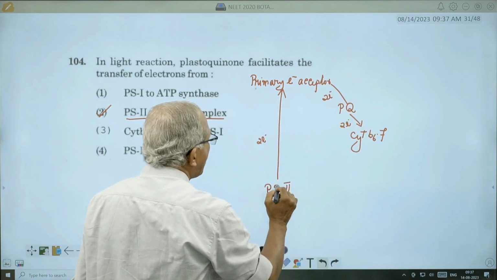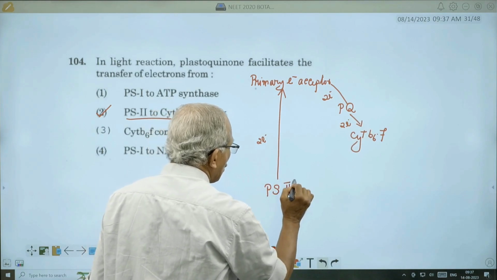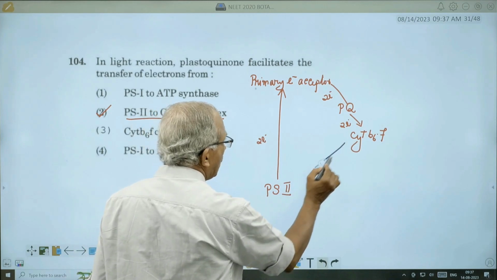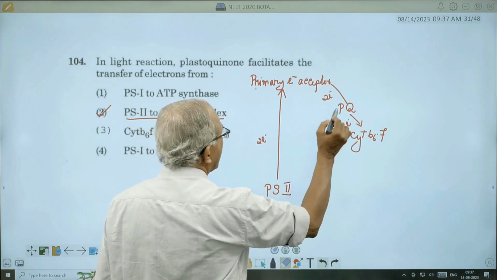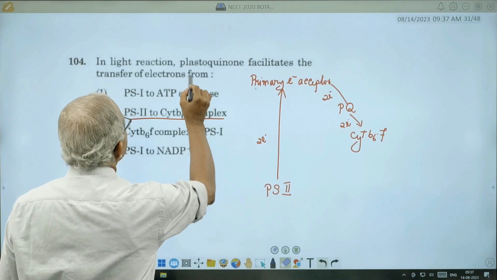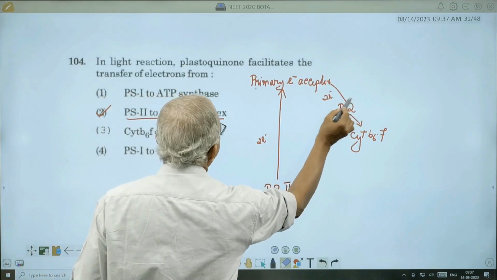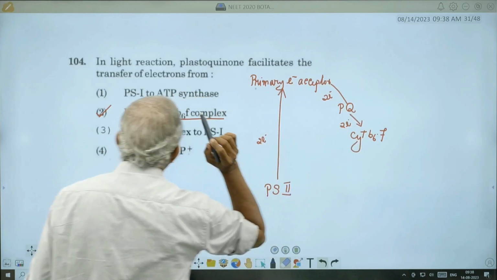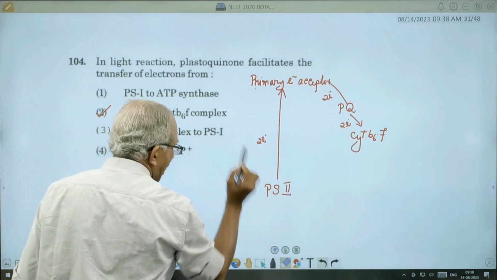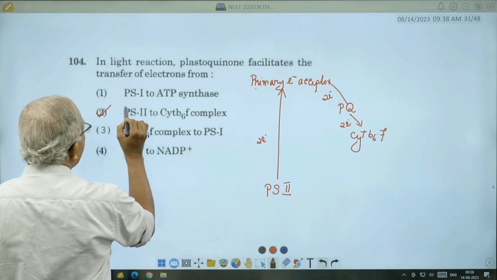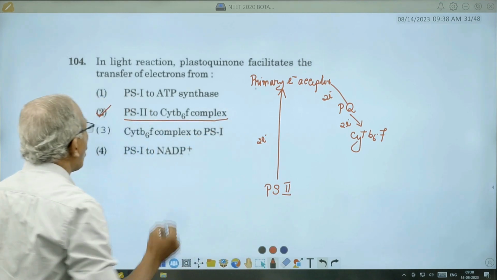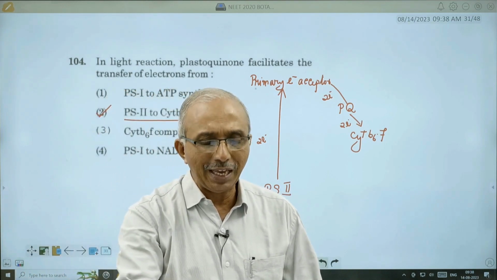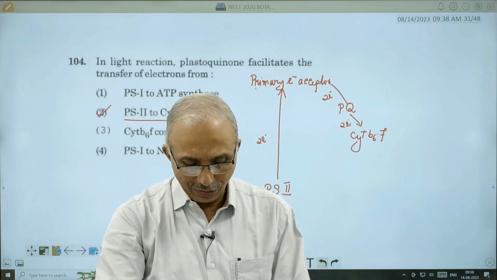So the electrons are transferred from PS2 to cytochrome b6 complex. Among the given, plastoquinone transfers electrons from PS2 to cytochrome b6f. Among the given options, it is option 2, PS2 to cytochrome b6f complex.